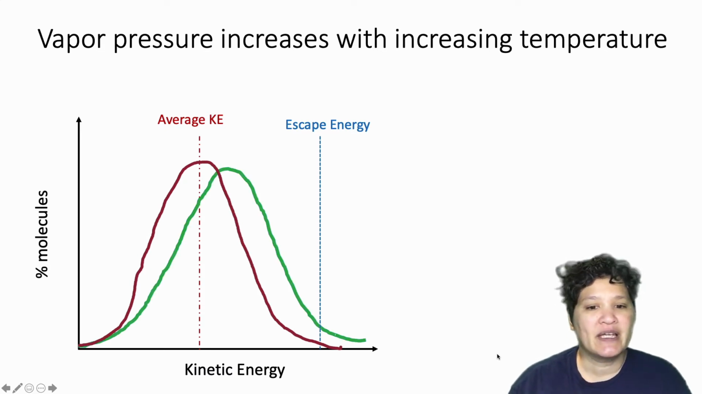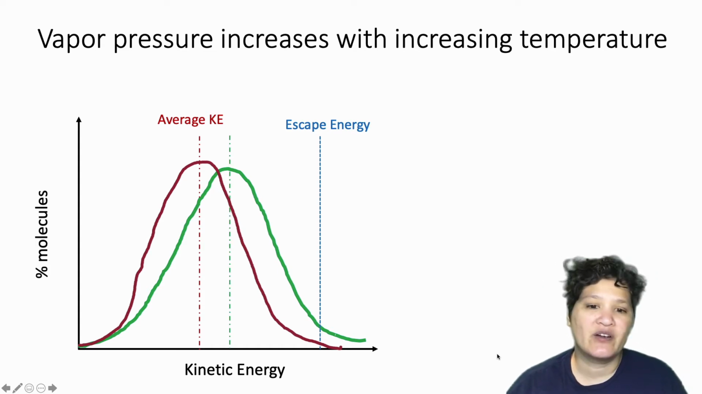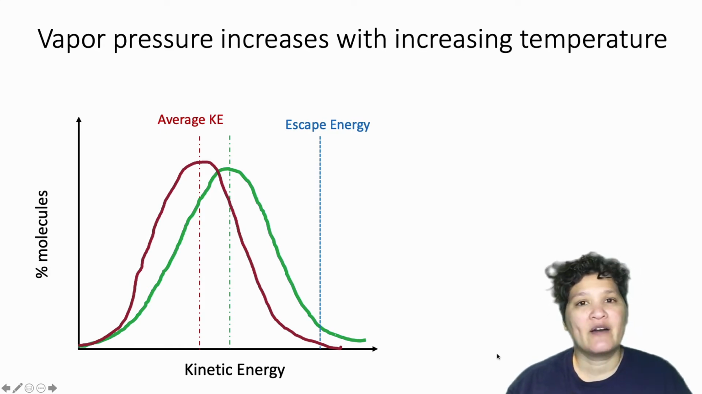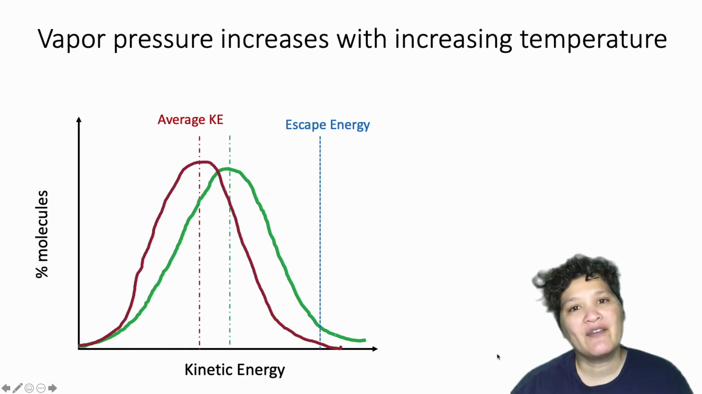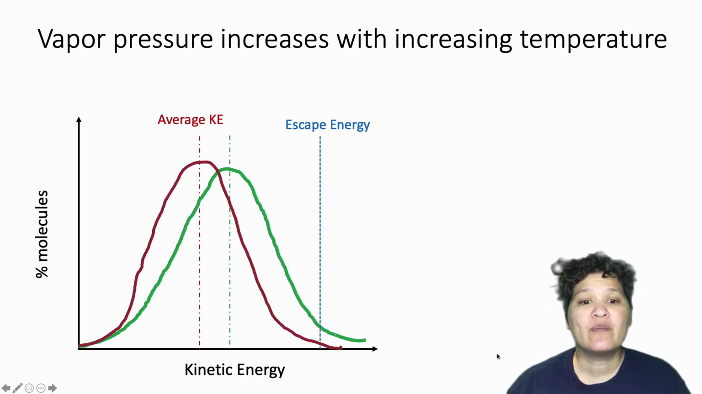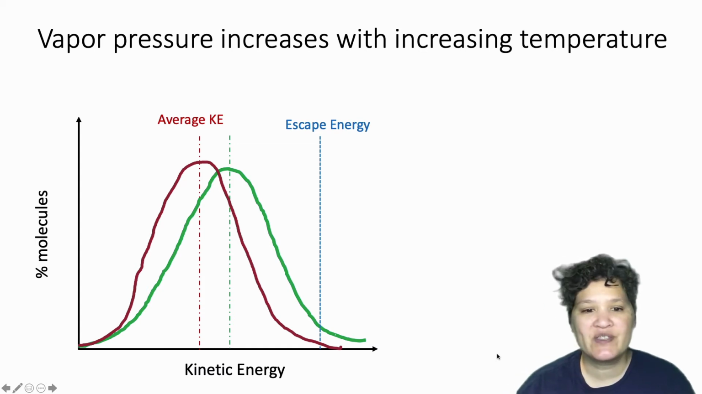If you look at the average kinetic energy for this green curve, you see that it's higher than that for the brown curve. That's how we know it's a higher temperature. And now look at the percentage of molecules that have enough energy to escape. It's much higher than before. You can imagine that there will be a temperature where even the average kinetic energy gives a molecule enough energy to escape, and that's where you're going to see large-scale boiling like you'd see in a pot of water on the stove.